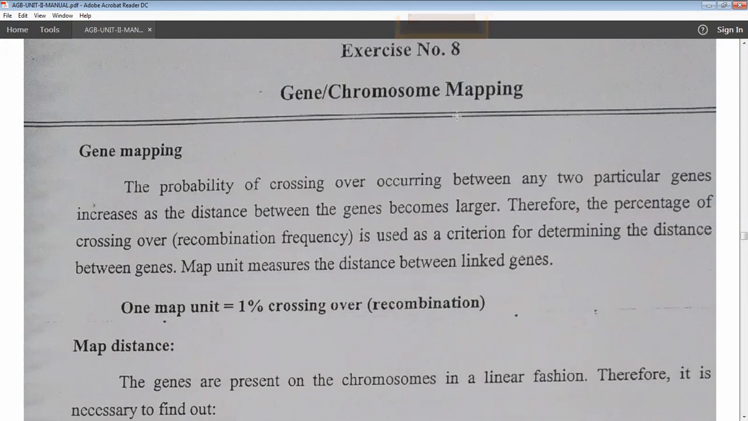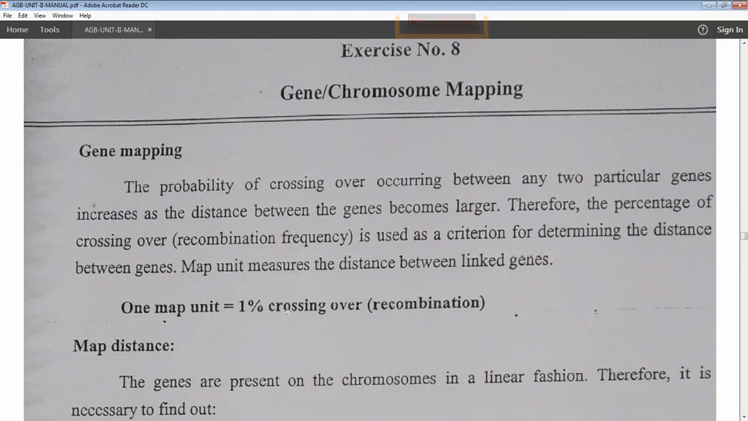mapping questions. Okay, so gene mapping is based on the probability of crossing over occurring between any two particular genes increasing as the distance between the genes becomes larger. Therefore, the percentage of crossing over or the recombination frequency is used as a criterion for determining the distance between the genes. The map unit measures the distance between the linked genes. Map unit is 1% crossover recombination.